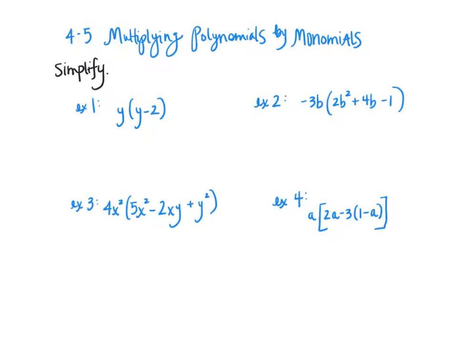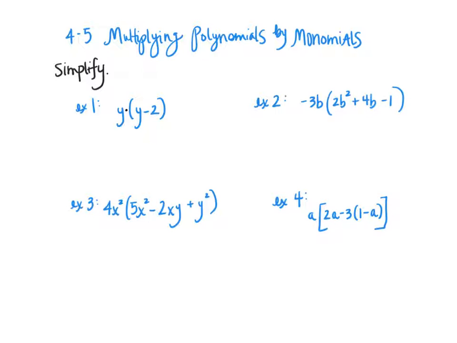In section 4.5, we're going to be multiplying polynomials by monomials. Just remember a polynomial, think of it as two or more terms. So looking at example 1, you have y times the binomial y minus 2.